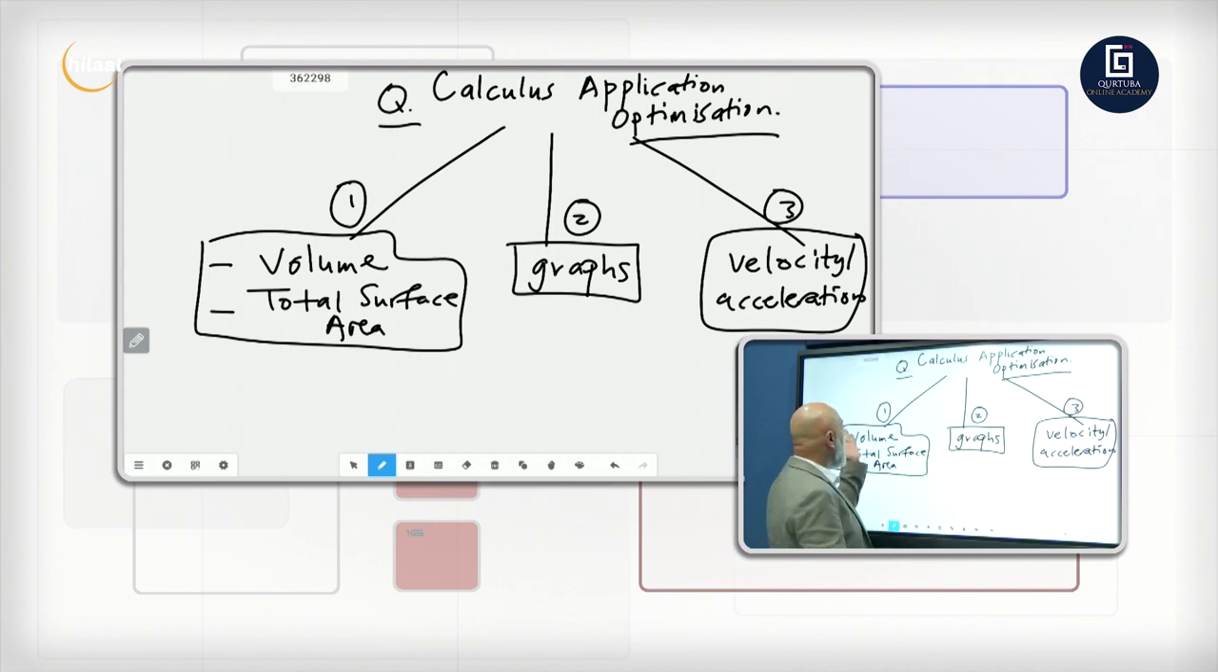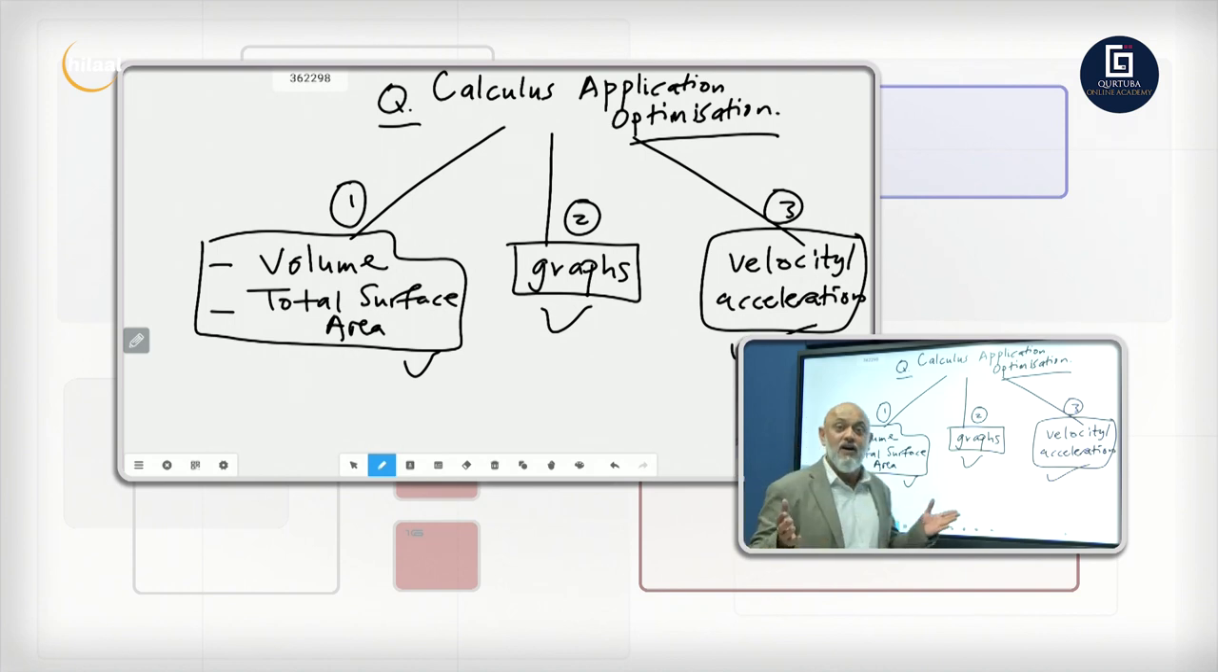So that's your overview of your topic. You'll only get one of these in your exam. Please make sure you master all three. Okay, now let's start with the first one, volume and total surface area.